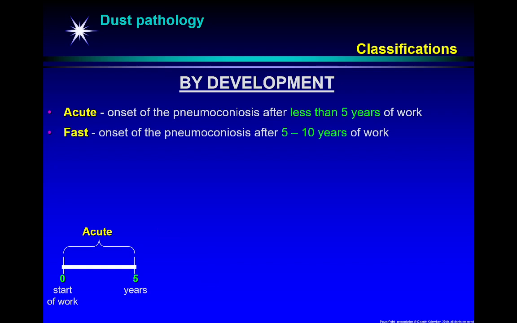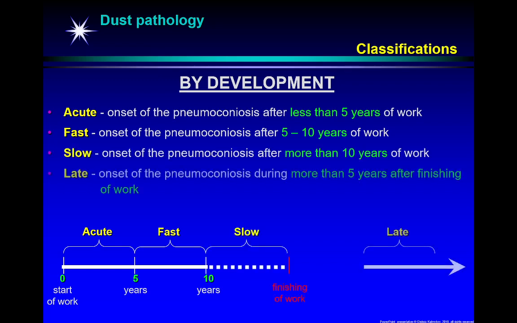We have fast development, when this period lasts more than 5 years, up to 10 years. We have slow development, when it takes more than 10 years till the onset of the disease. And late development, when a person has been working for some time, then stopped working, and five or more years later, there is an onset of pneumoconiosis.